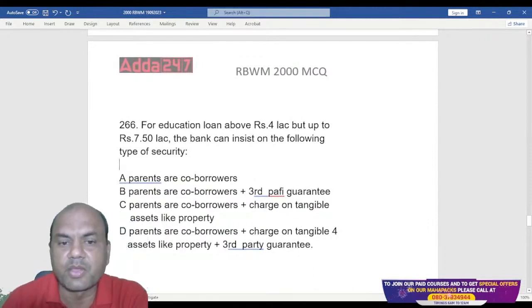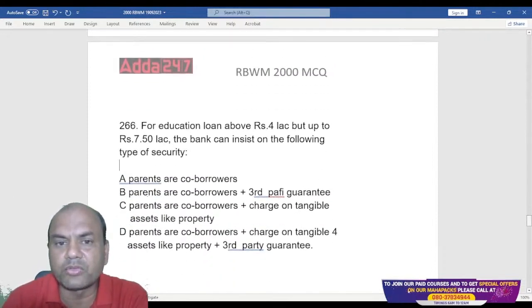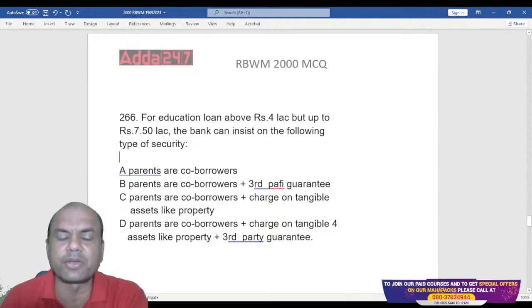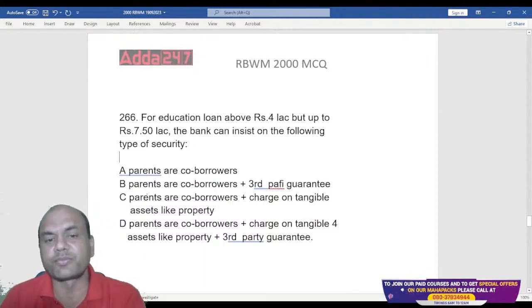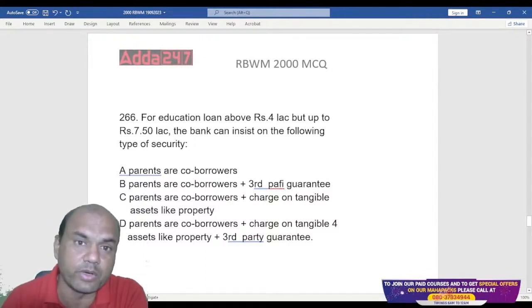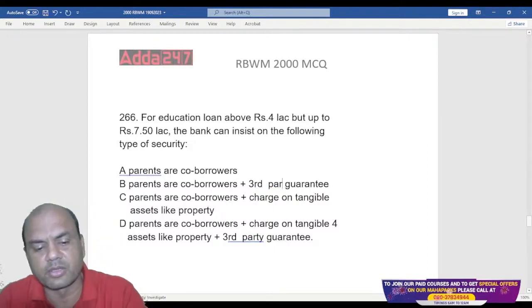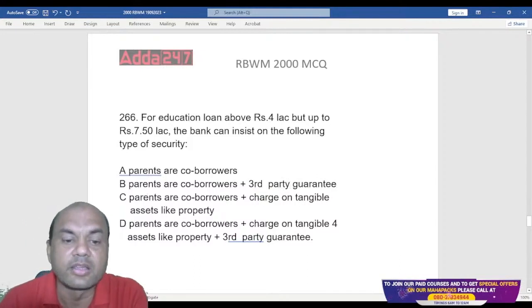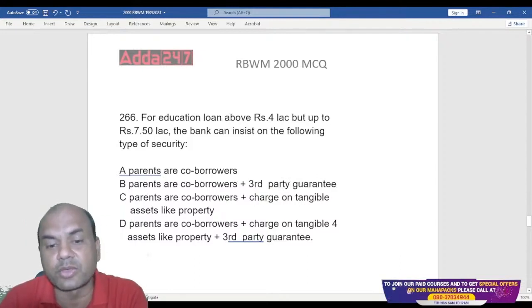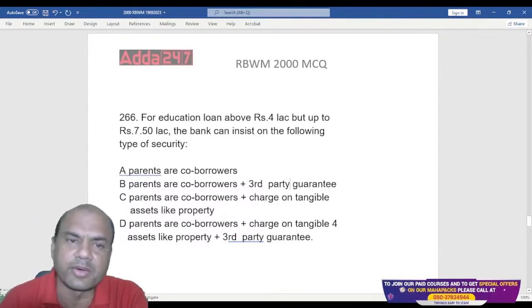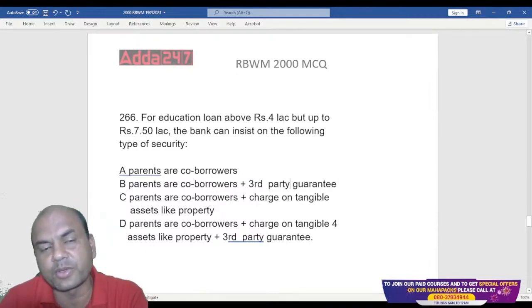Next one, for loans above 4 lakhs and up to 7.5 lakhs, banks insist on what? Just now we saw up to 4 lakhs, only parents. So 4 to 7 is what? Co-borrowers plus third party guarantor, then parents as co-borrowers plus the house, tangible assets. Then D is all of the above again. So what is the right answer over here? 4 to 7.5 lakhs.